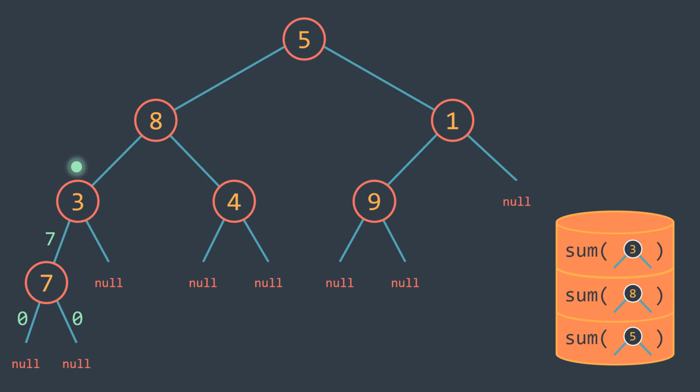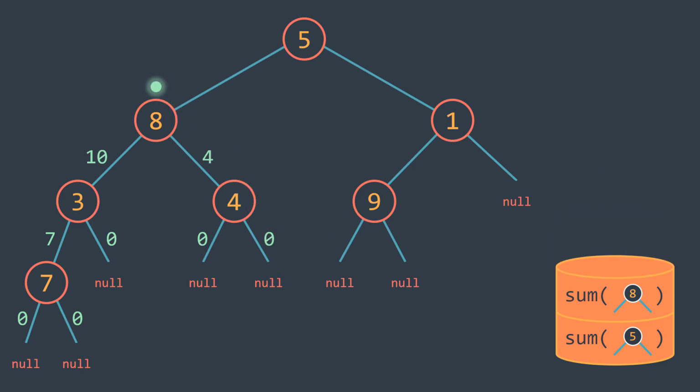Back to this call, we go to the right now, but it's null, it returns 0. We have 7 from the left, 0 from the right, 3 as root's value, so the sum is 10. We got the sum of this subtree. Back to this call, we go to the right, and from here left subtree, null, 0, right subtree, null, 0, we add the root value and we get 4. Now we have 10 from the left, 4 from the right, and by adding 8 we get 22.